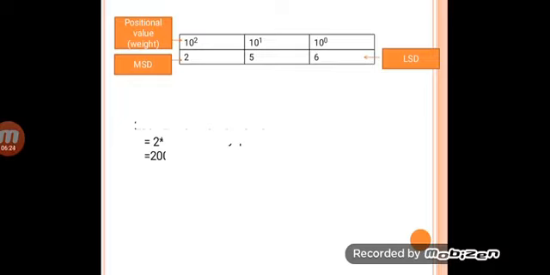Now, how to evaluate? 256 is equal to 2 into 10 raised to 2 plus 5 into 10 raised to 1 plus 6 into 10 raised to 0. Now evaluate this equation.